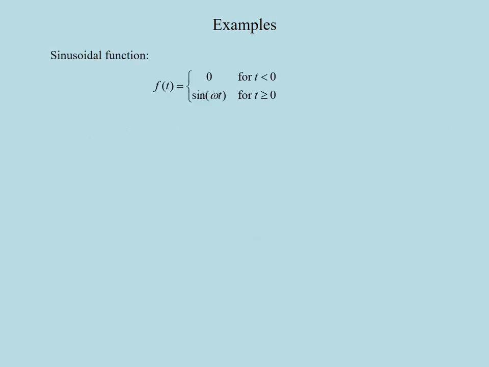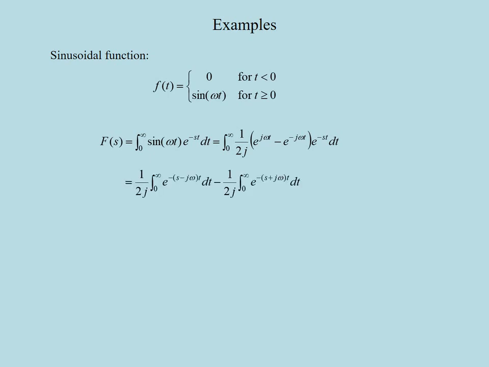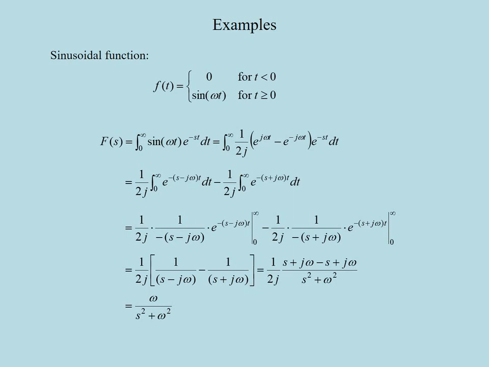Let us now consider a sinusoidal function. The Laplace transform in this case can be obtained more easily if we express the sinusoidal function in terms of complex exponentials. So we have two exponentials to integrate. We can write the integral functions and evaluate them between 0 and infinity. And simplifying the resulting term, we can obtain the Laplace transform of sine omega t as omega divided by s squared plus omega squared.